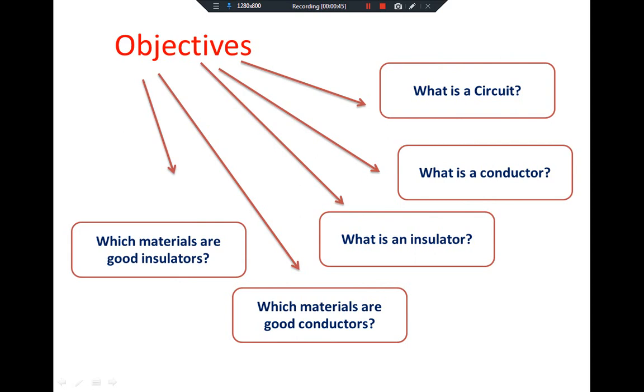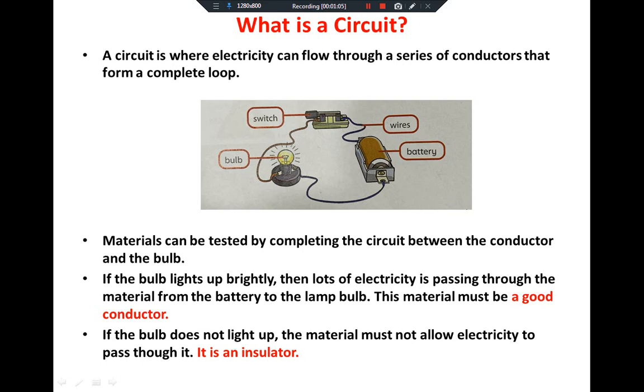First of all, as this is the very first lesson of this unit, we're going to familiarize ourselves with what a circuit is, what a conductor is, what an insulator is, which materials are good conductors, and which materials are good insulators. Let's see what we have. What's a circuit? A circuit is where electricity can flow through a series of conductors that form a complete loop. So, we have electricity and we have conductors. Let's see what we mean by conductors.